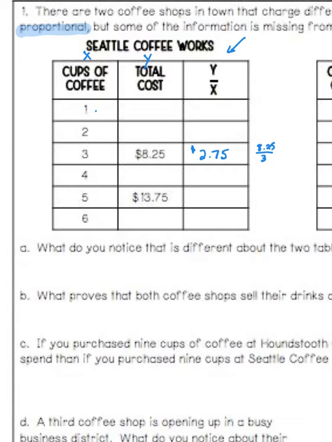So what would you expect to happen when we took $13.75 divided by 5, the Y divided by the X? If you thought it was going to be $2.75, you are correct. So we now know that the constant of proportionality, the K value, is $2.75. We also know that that's the amount for 1 cup of coffee. So we're going to go ahead and write this in here.